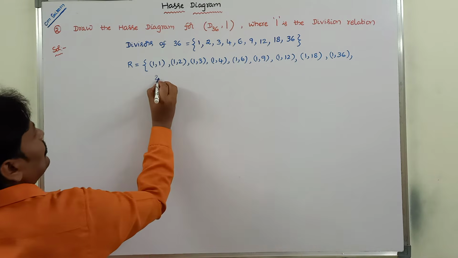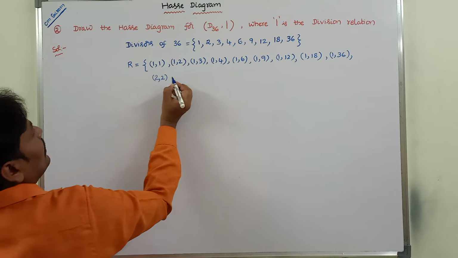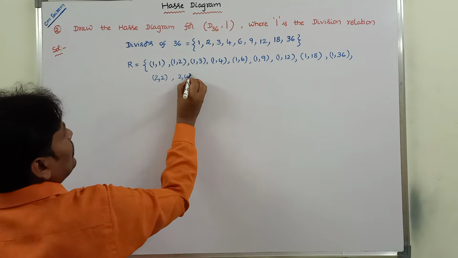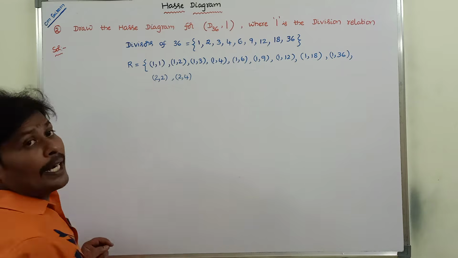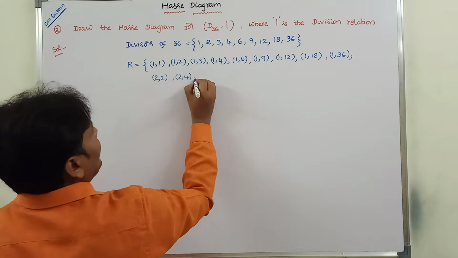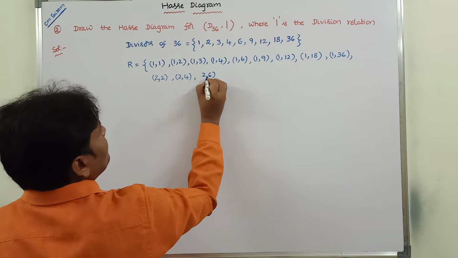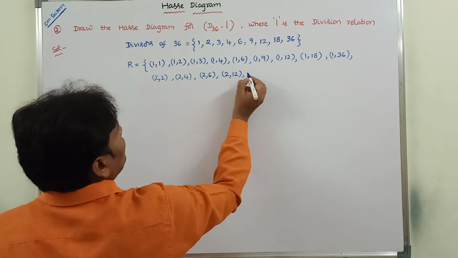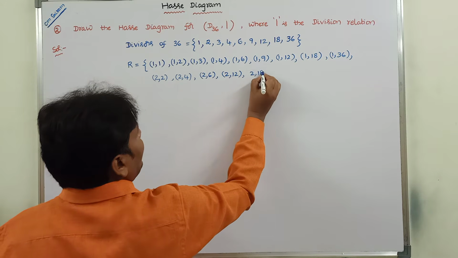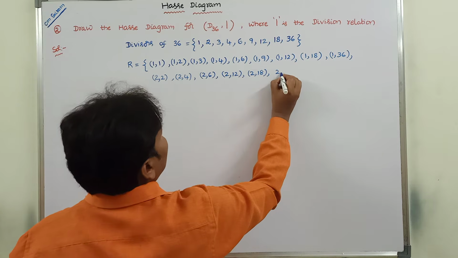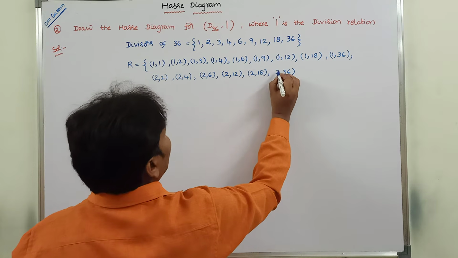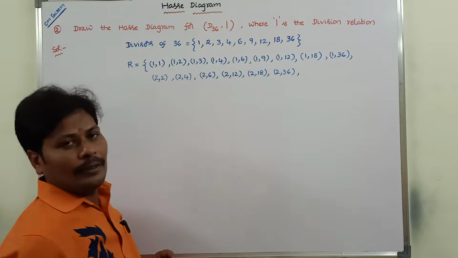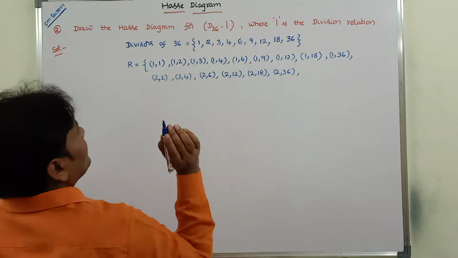2 divides 2. Next one, 2 divides 4. 2 does not divide 3. Next one, 2 divides 6. Next one, 2 divides 12. 2 divides 18. 2 divides 36. 2 does not divide 9. Now we can go for 3.